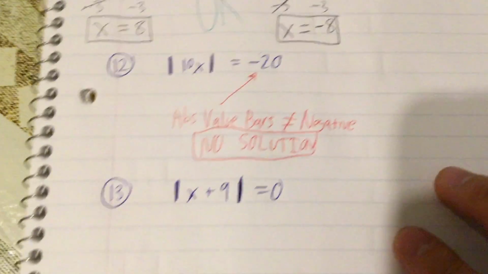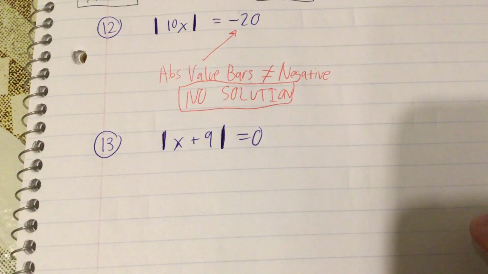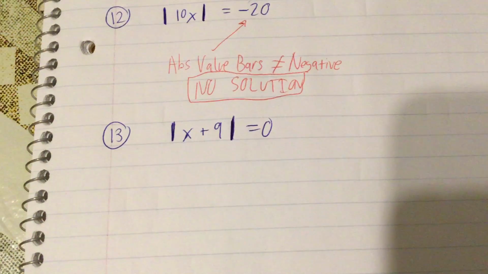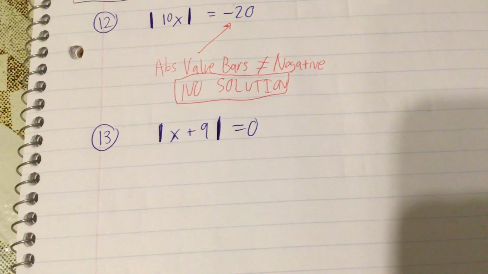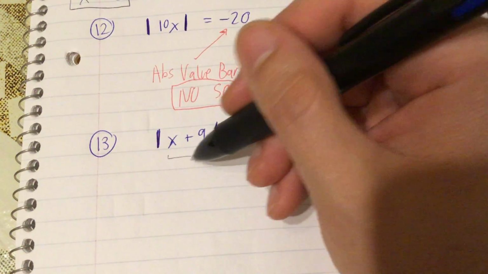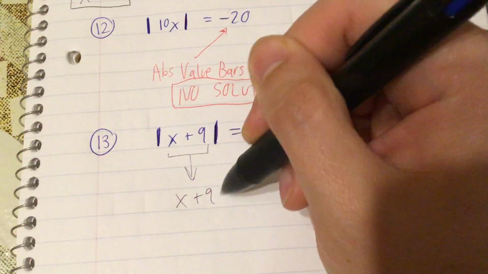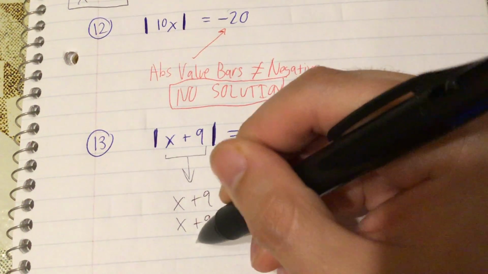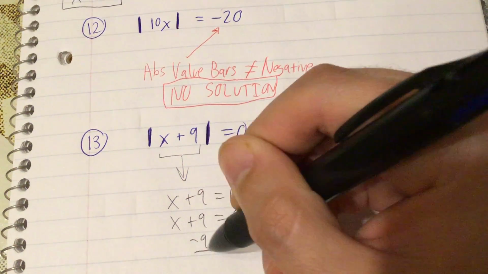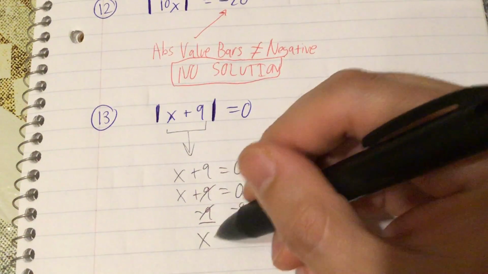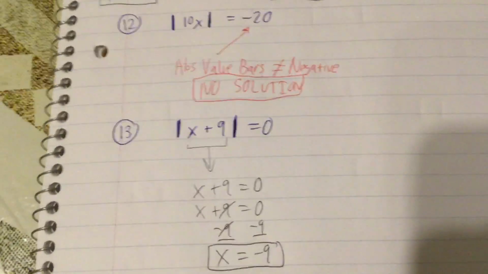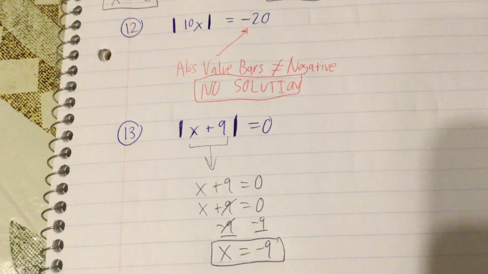Okay, number 13. This one's a little bit tricky. I just wanted to see if you guys can do this. If the absolute value equals 0, is the problem solvable? Yeah, in fact, all I need to do is do x plus 9 equals 0 and solve for x by subtracting 9 from both sides. So then x is equal to negative 9. That's the only solution. Just wanted to see if you guys could handle that.